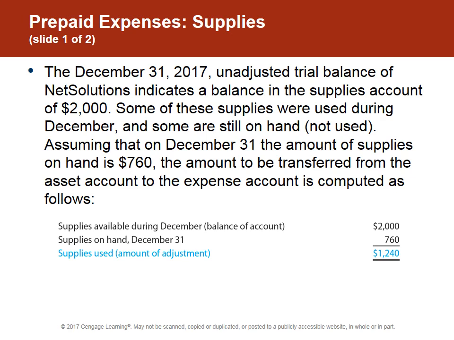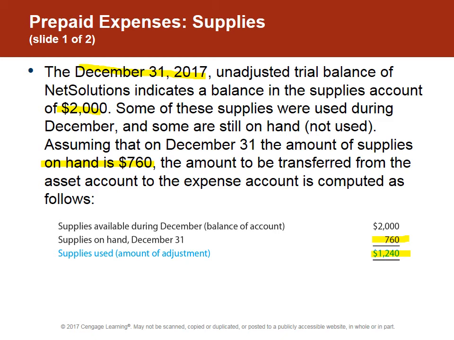Okay, supplies. We've done one of these before. We're going to do another one. If we looked at the unadjusted trial balance on December 31st, we'll find that there was $2,000 there. And they did a count and they said, looks like there's $760 left. So this $760 shows the amount on hand, and that means $1,240 is used.